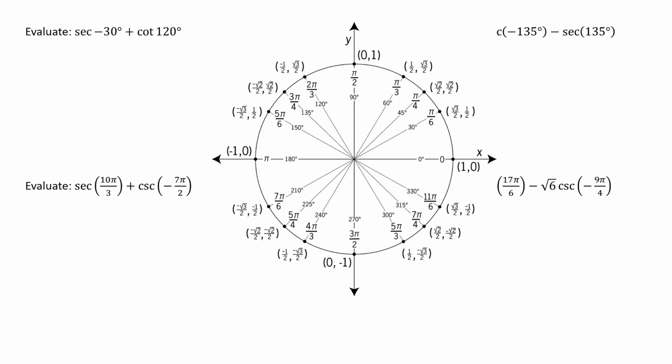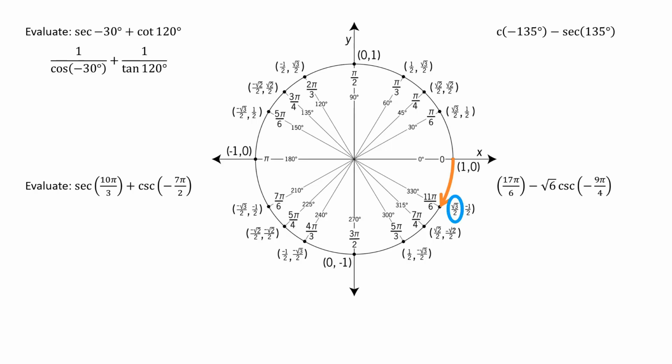Okay, so if we take a look at this first one, we want to evaluate secant of -30 plus cotangent of 120. And so what that means is 1/cosine -30 degrees plus 1/tangent 120. And so we can find where we're going here. So with -30 degrees, we're going clockwise 30 degrees into the fourth quadrant.